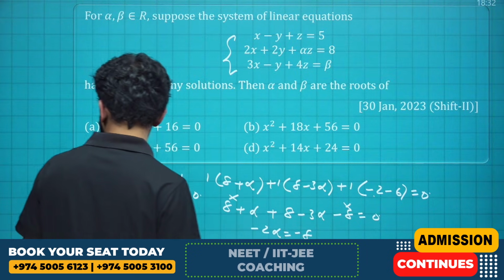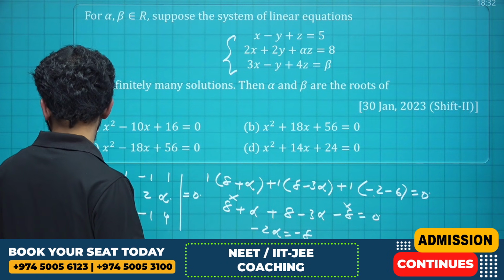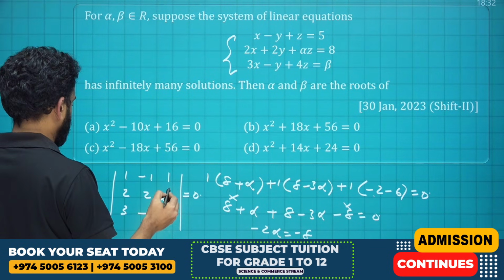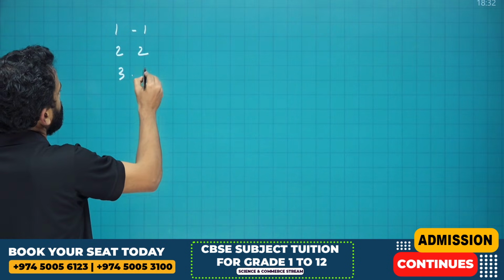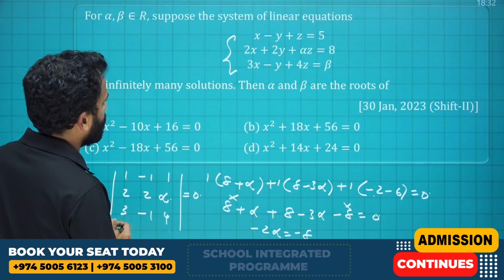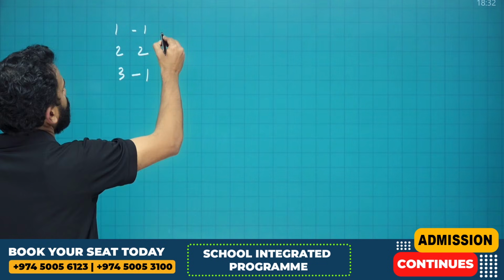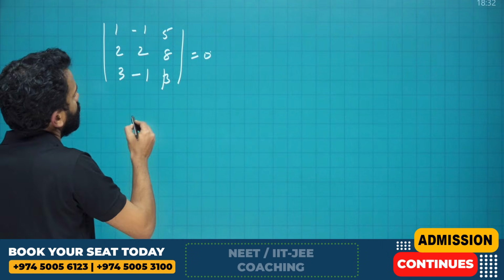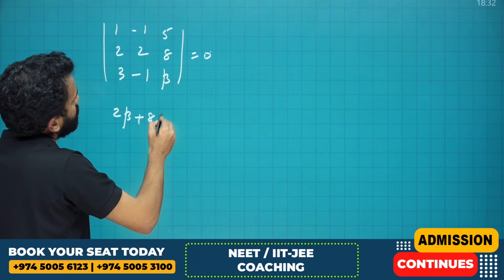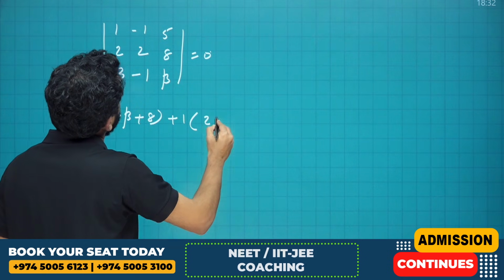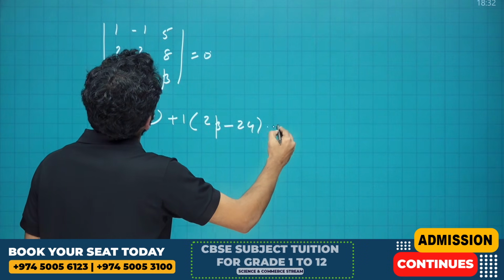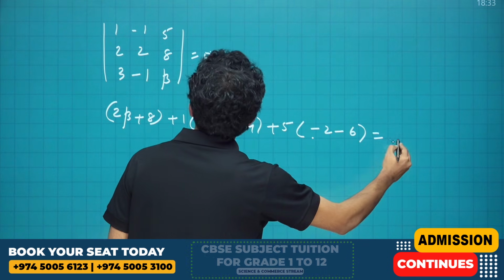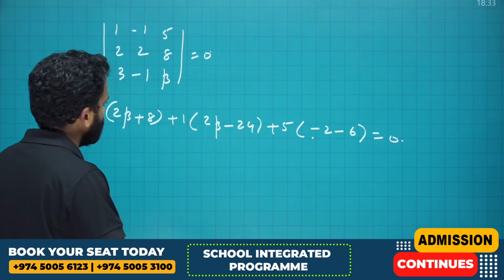Which we can do in the next page. 1 minus 1 2 2, 3 minus 1 and 5, 8 beta, right? That is equal to 0. So this is 2 beta plus 8 plus 1 into (2 beta minus 24) plus 5 into (minus 2 minus 6) is equal to 0.